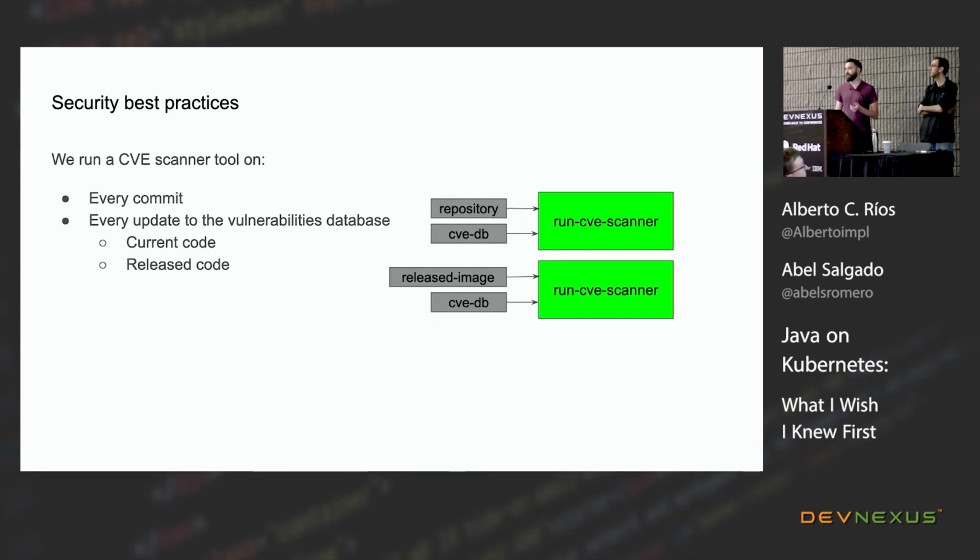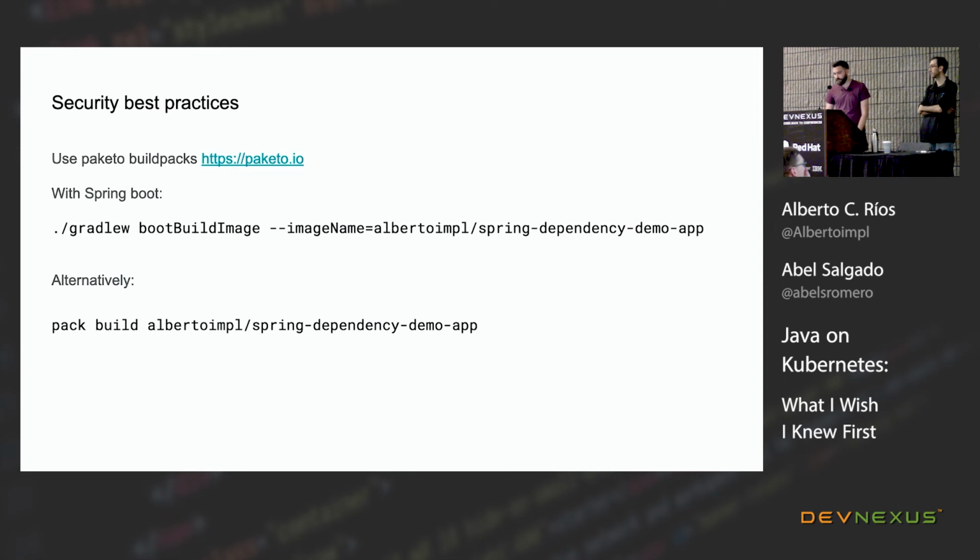So these are the scenarios, and now let's look at the tools that we are using to solve this problem. The first one is Paketo Buildpacks, as Abel mentioned. This comes by default with Spring Boot, so when you do boot with image, you are doing Paketo underneath. But if you are not, for whatever reason, you can do pack build. It's a CLI that comes for free.